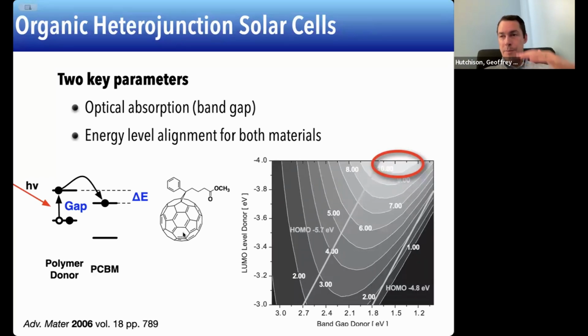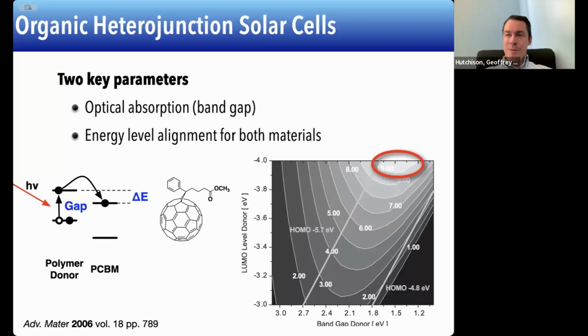thermodynamically two key parameters, right? We need to optimize the optical absorption, the band gap, and we need to align the energy levels between both materials, because if I transfer an electron from one to another, I want that difference in energy to be relatively small, otherwise I'm losing a lot of voltage in my solar cell. And so this paper goes back to 2006.